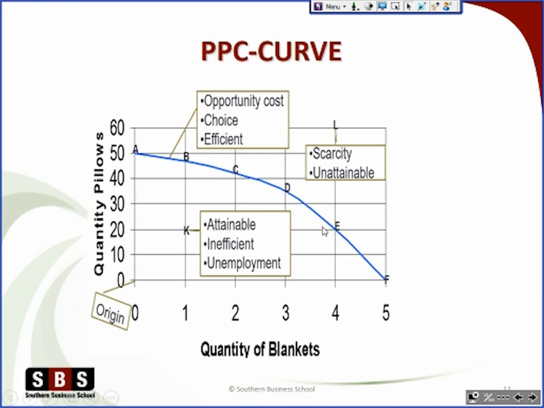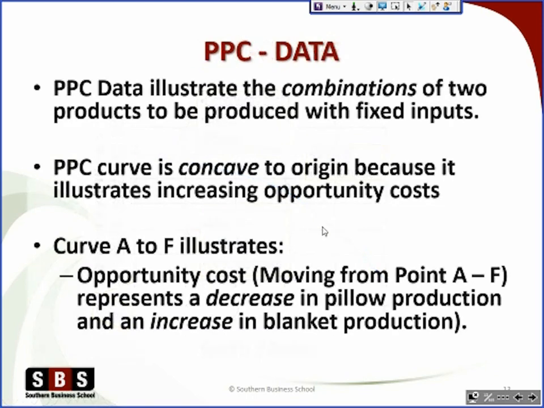Anywhere on the curve is efficient, and it's your choice. You can move anywhere on that curve between pillows and blankets. So you've got to know opportunity cost. The efficient part is on the curve, the inefficient part is below the curve, and anywhere outside the curve, like point L, there's scarcity and it's unavailable. So that's what you've got to remember. There are questions about this, so take note of this.